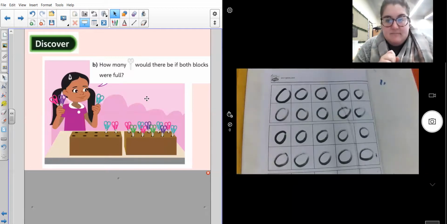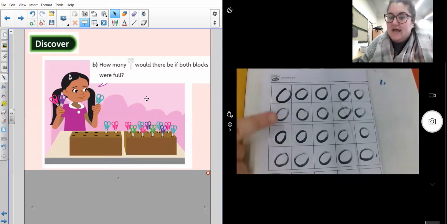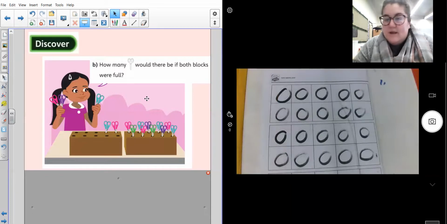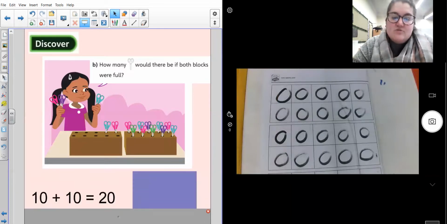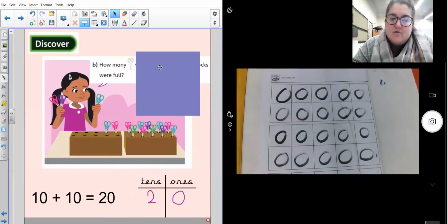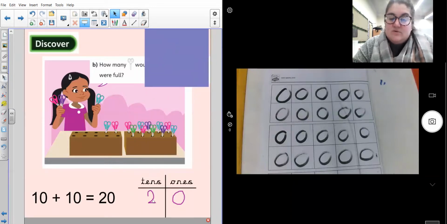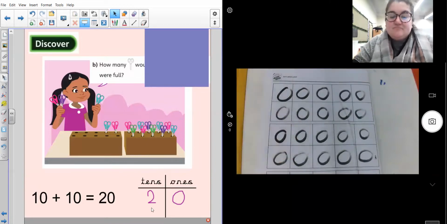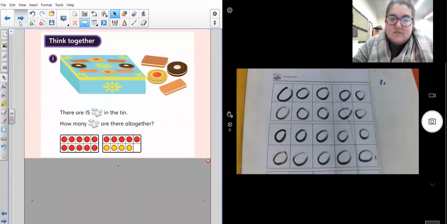Now I'm going to count in my 10 times table to help me with this. So I can say 10, 20. I've got 20 pairs altogether. So well done at home if you said it could hold 20, because they would both be full. And if I was to put this number into a place value grid, I have got 2 10s, as you can see, and I haven't got any 1s left over, and that makes 20.